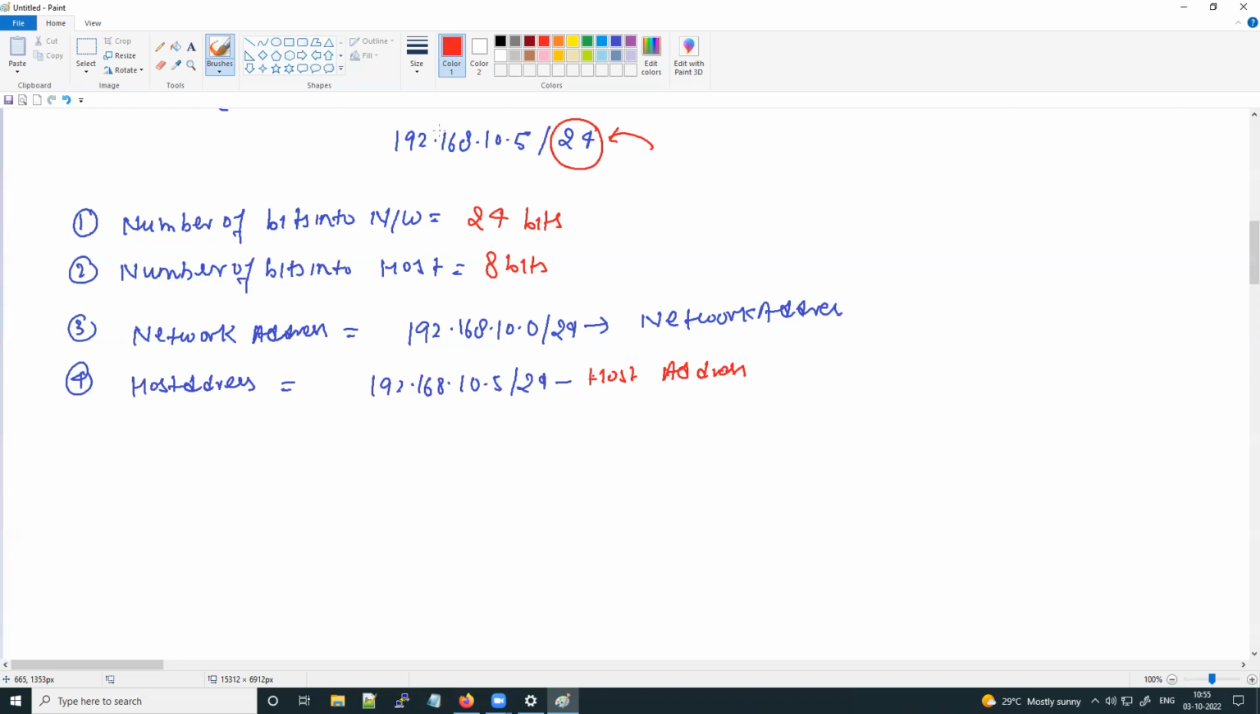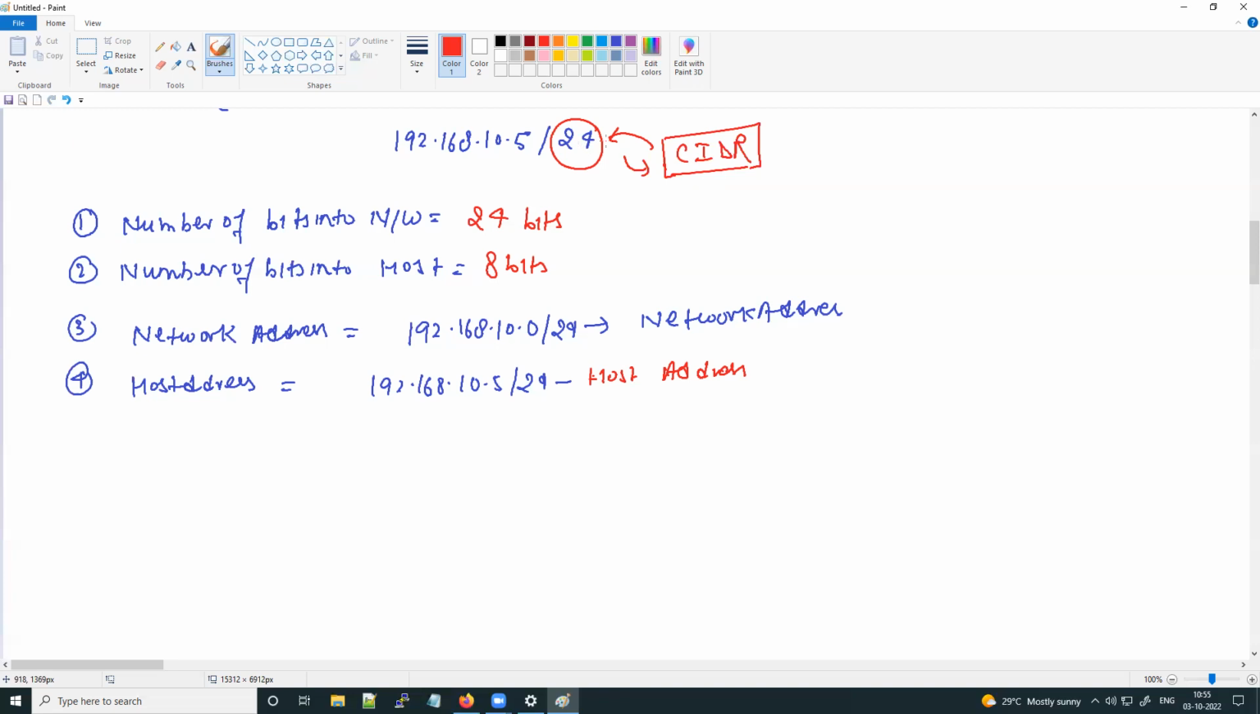If you see any IP address, we have to identify these things. This slash notation is called CIDR. What is CIDR? We'll come to know later in the class. So we have to understand the CIDR. If you see /24, it means 24 bits are on the network side and the remaining bits will be on the host side.